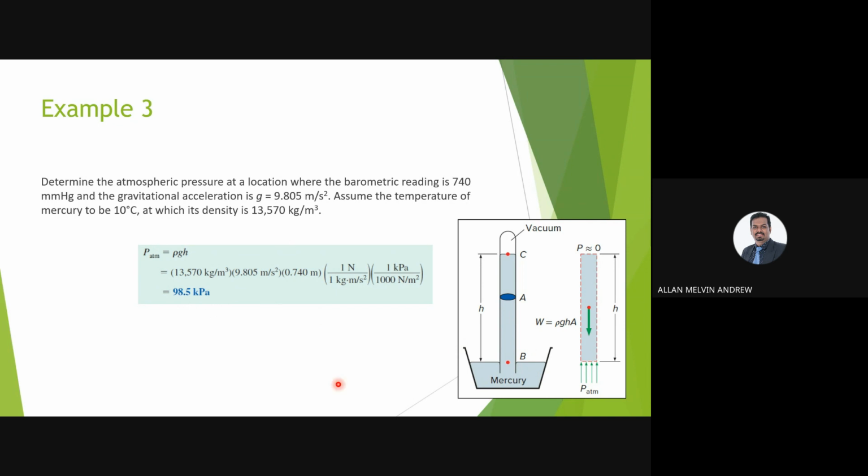Okay, so you can understand. The pressure at point C is 0 because you have a vacuum here. That's why the pressure here is 0, and here the pressure is atmospheric pressure, P. Okay, can you understand so far? Can you follow?